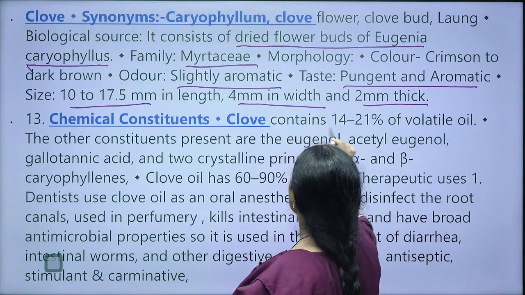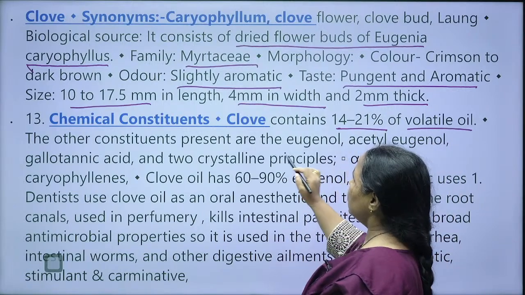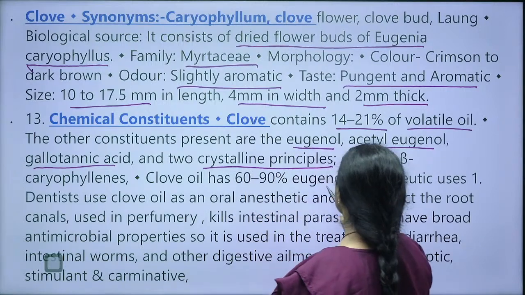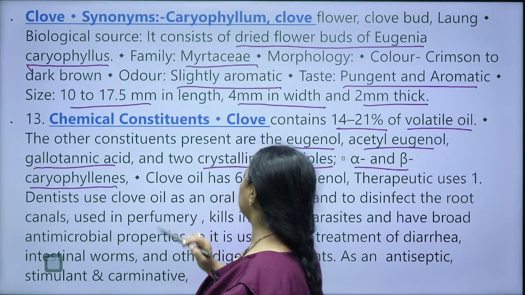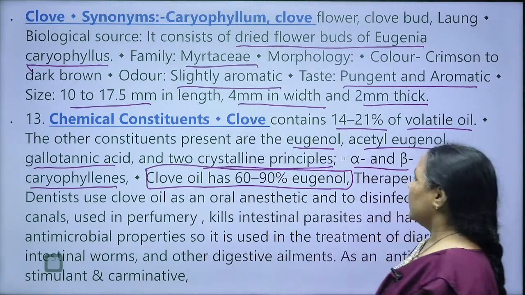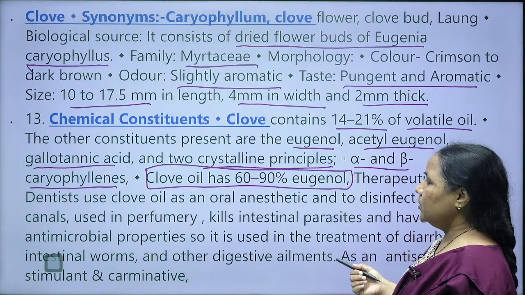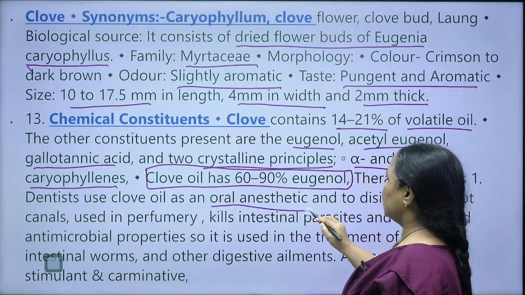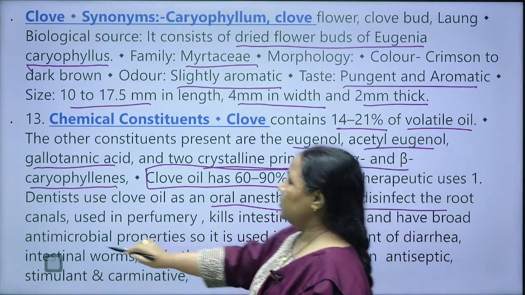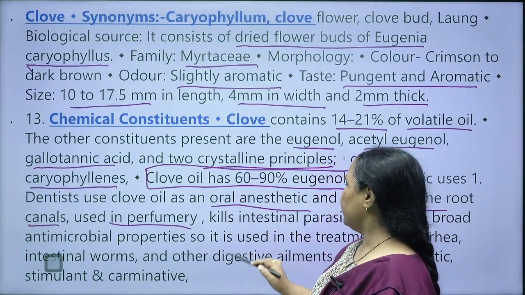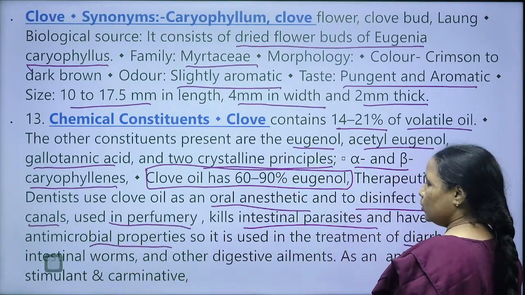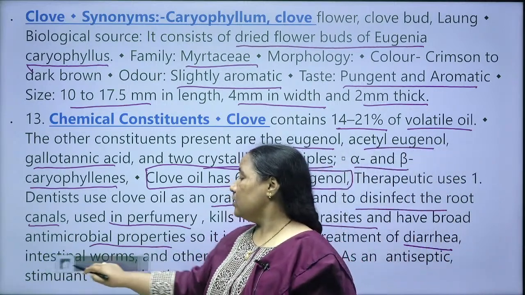The chemical constituents of the clove contain 14 to 21% of volatile oil, and the other ingredients present are eugenol, acetyl-eugenol, gallotannic acid, and two crystalline principles, alpha and beta caryophyllins. But the clove oil contains around 60 to 90% eugenol. The therapeutic action of clove is that dentists use clove oil as an oral anesthetic, meaning it reduces pain in the oral region, and to disinfect the root canals. It is used in perfumery, kills intestinal parasites, has broad antimicrobial properties, and is used in the treatment of diarrheal conditions.